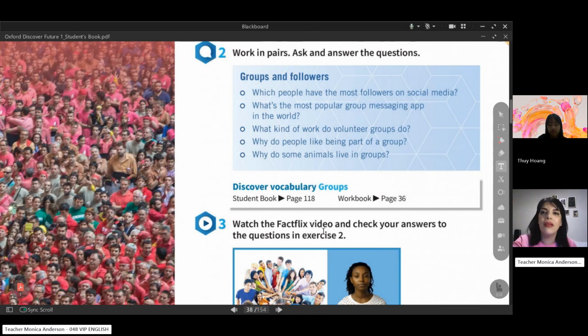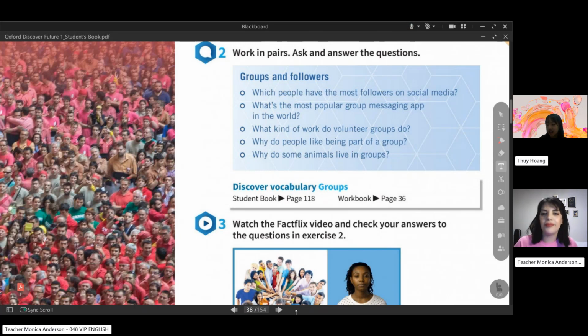Okay? Yes. Well, the next question, Anne, why do people like being part of a group, live together? Why? Because people in the group can be stronger. Very good, excellent. And why do some animals live in groups?